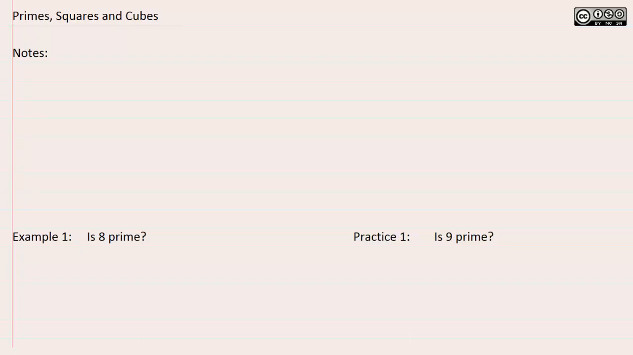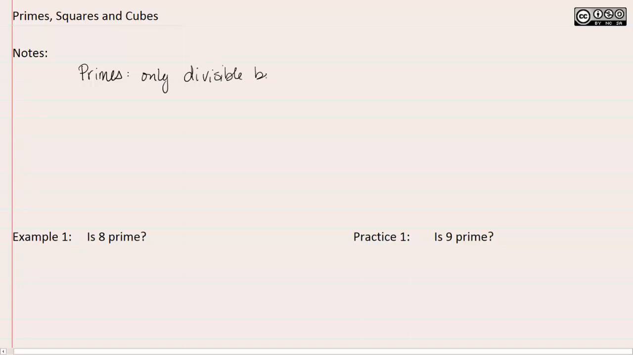This video is on primes, squares, and cubes. First, we're going to talk about primes. Primes are numbers that are only divisible by 1 and itself. Or you can think of it as no other number will divide into that number evenly. A couple examples of primes are 2, 3, and 5.